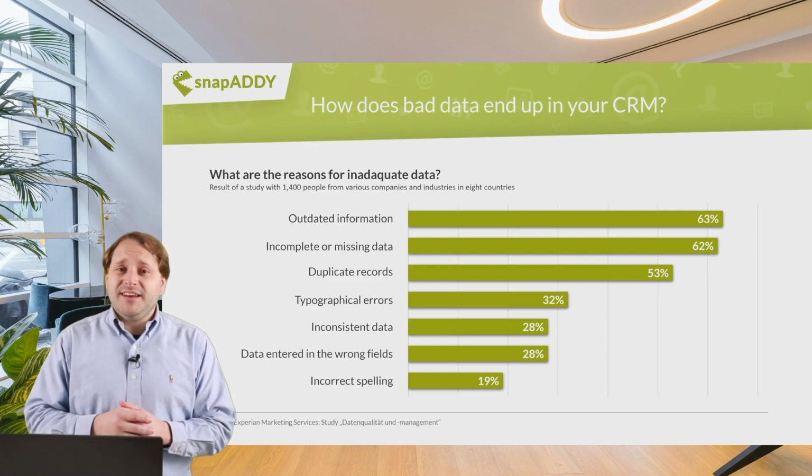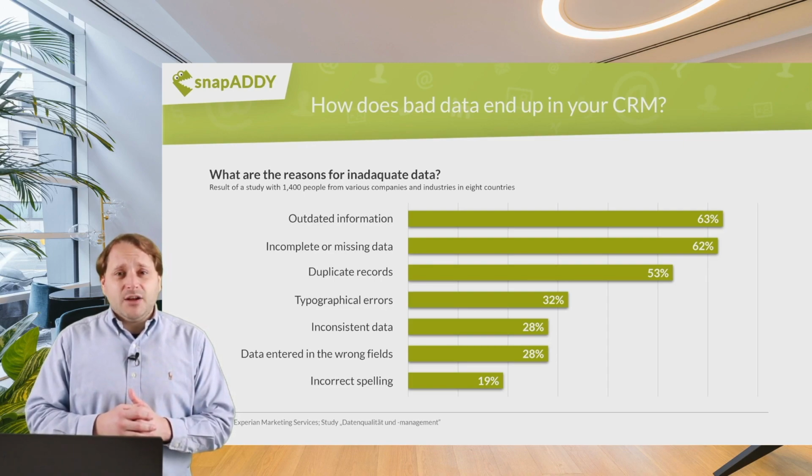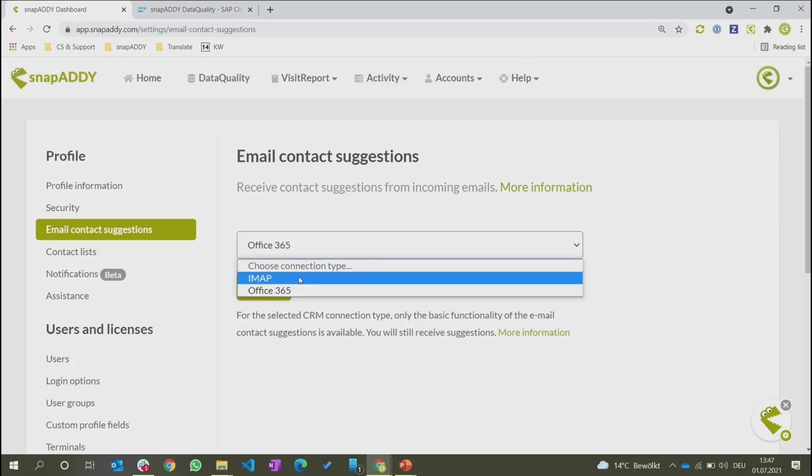It's called SnapAddy Data Quality. And we're going to be looking at how to connect SnapAddy Data Quality to your email inbox. To be able to use this function, we first need to connect our email inbox to the SnapAddy Data Quality solution. We can do this in our profile settings under Email Contact Suggestions, and here we have the option to either connect to Office 365 or to our inbox via IMAP.